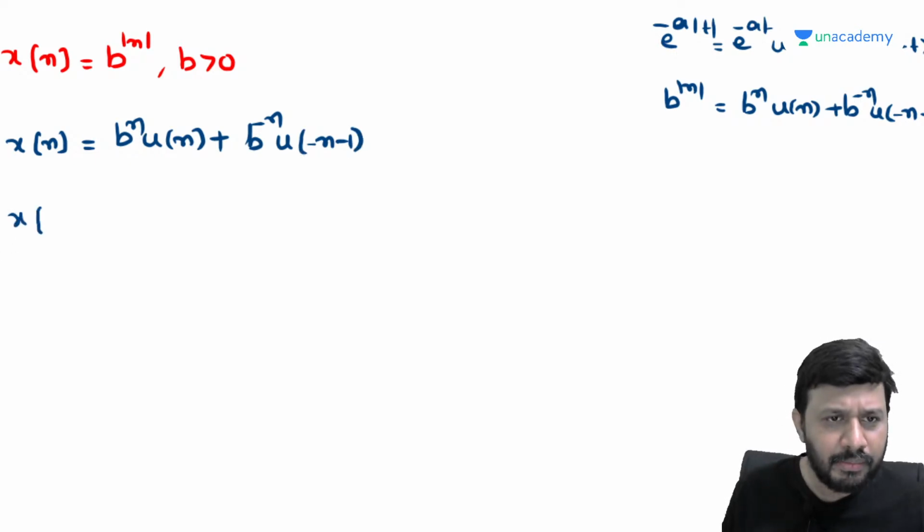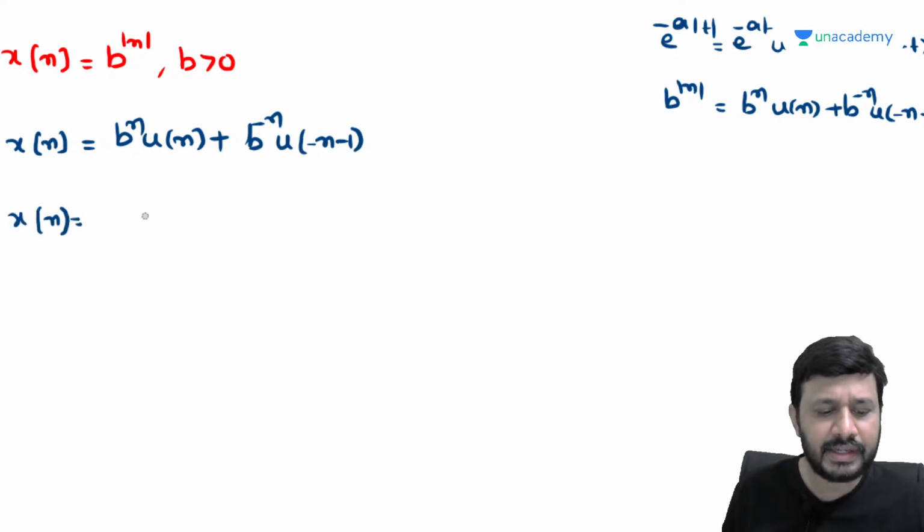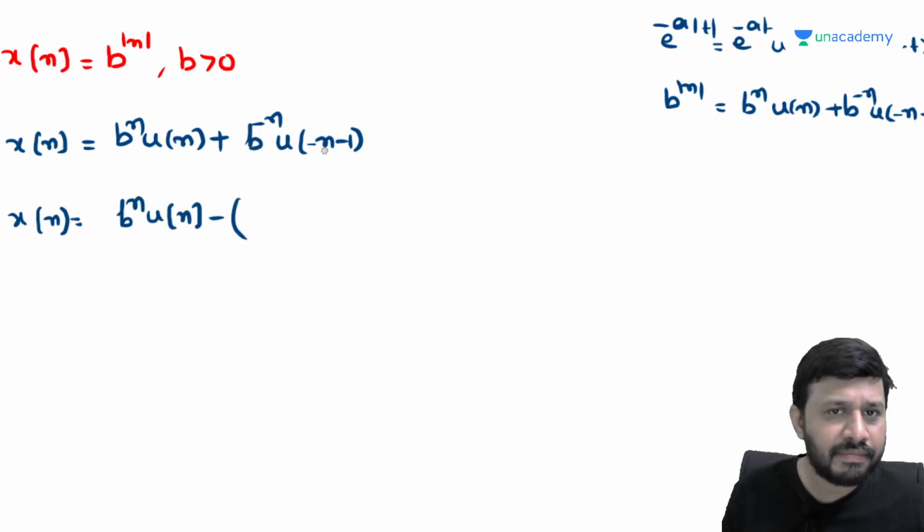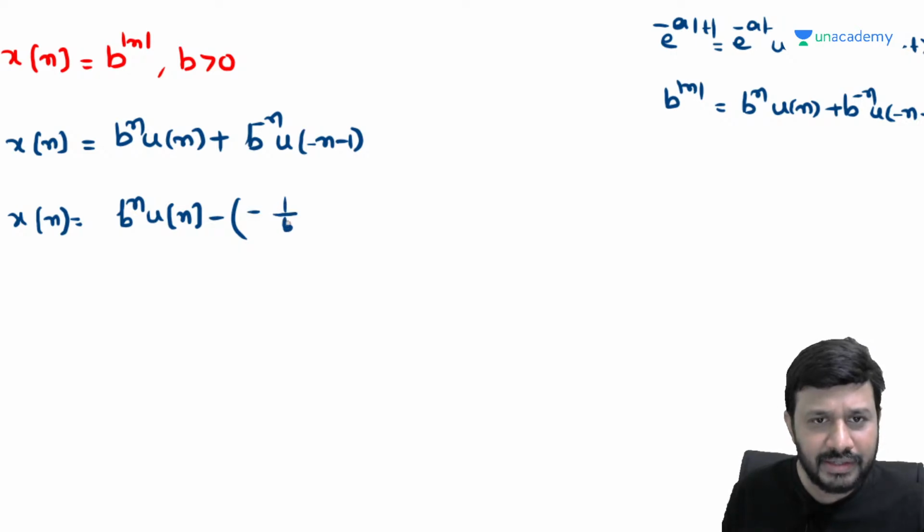Now try to modify the signal x of n. How are you going to modify? For b power n u of n, take minus common. Whenever you have u of minus n minus 1, try to take minus common and put it in the standard form.